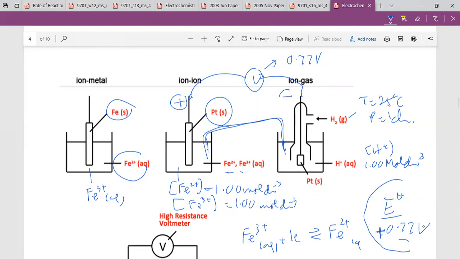This is negative charge. Correct? That means, once I know this, can I find out what my ionic equation is, and then my overall equation? I can. Why? Because negative charge means this is a source of electrons.